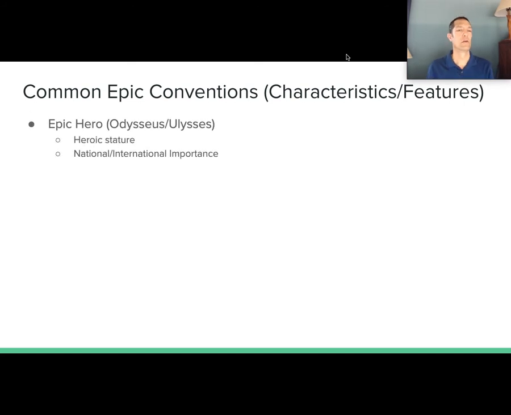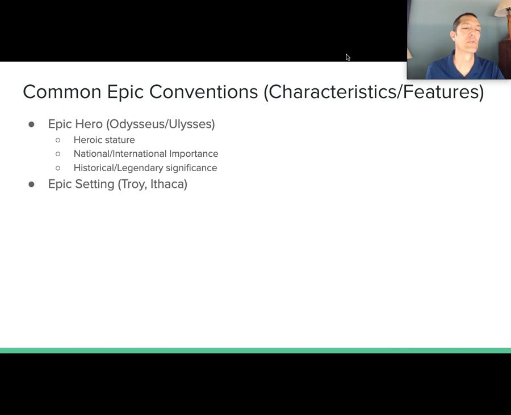Okay, so heroic stature, national, international importance. A lot of times people already know who the character is. Like Paradise Lost, God, Satan, people are usually already familiar. Epic settings. We're not just talking about one room or one city. We're talking giant amounts of space covered, traveling, that kind of thing. Lord of the Rings, right?